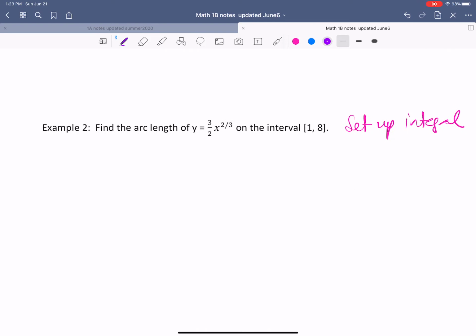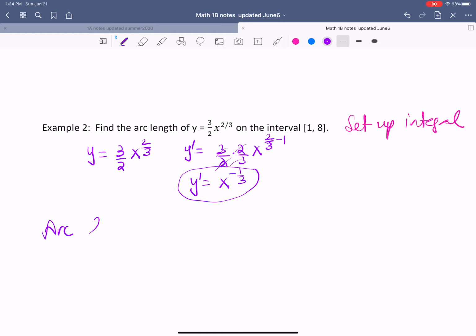Another example, again, we're only going to focus on setting up the integral. So y is 3 over 2 times x to the power 2/3. y prime is 3 over 2 times 2 over 3, x to the power 2/3 minus 1. y prime comes out to be x to the power 2/3 minus 1, which is negative 1/3. So this is my y prime. Again, for the arc length, we are given y as a function of x, so arc length is going to equal the integral from x equals a to b.